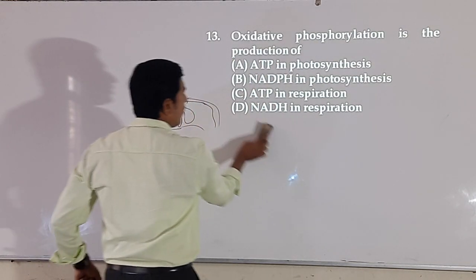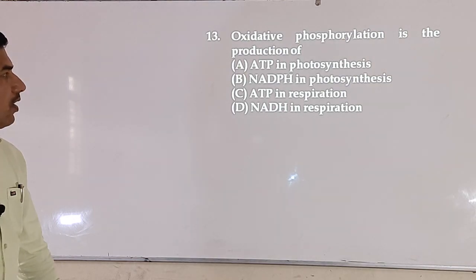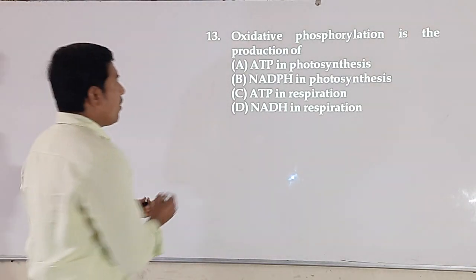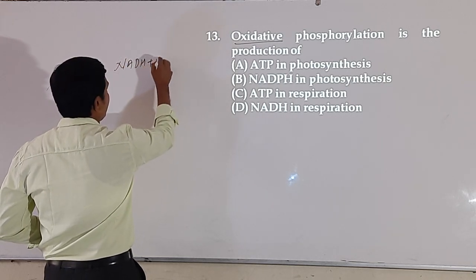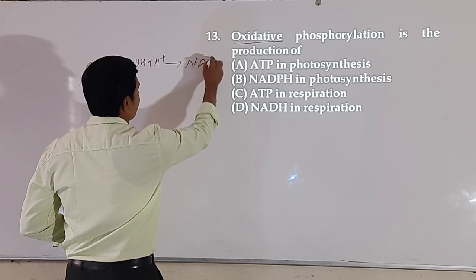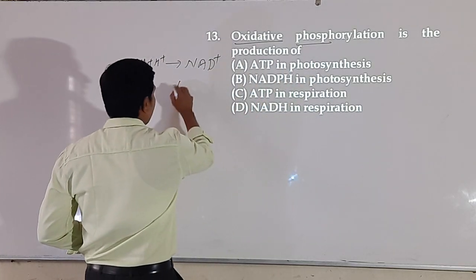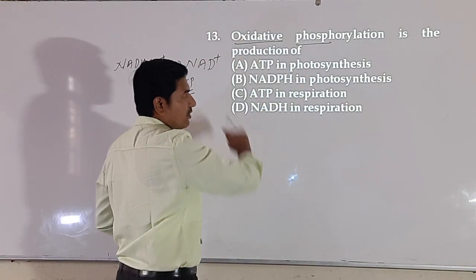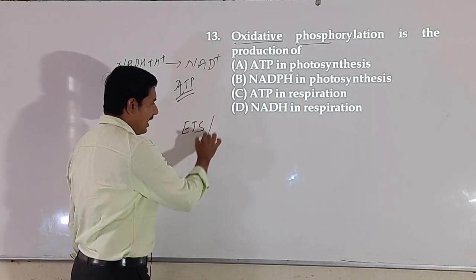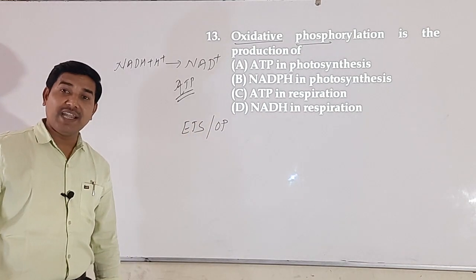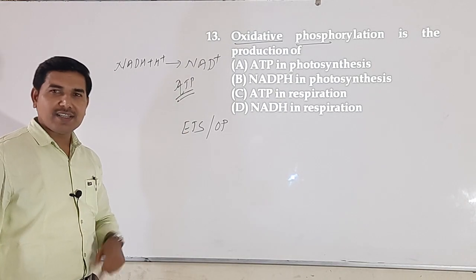Next, oxidative phosphorylation is the production of, its name itself tells. Oxidative means NADH plus H plus is converted into NAD plus. This is oxidation, removal of hydrogen. Phosphorylation is the synthesis of ATP. For this, study the heading called ETC, electron transport system and oxidative phosphorylation. Here each molecule undergoes oxidation and phosphorylation, that is, synthesis of ATP happens.